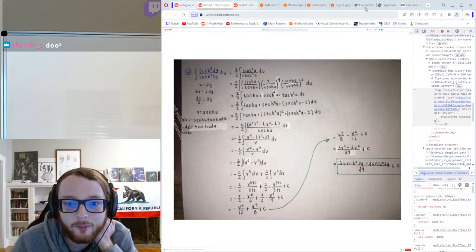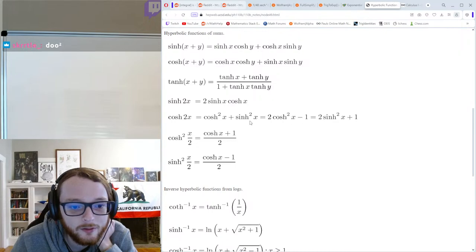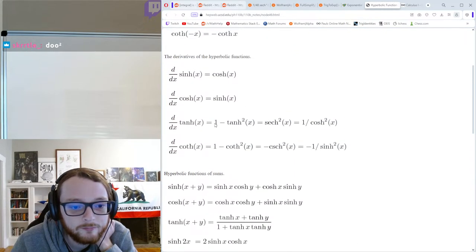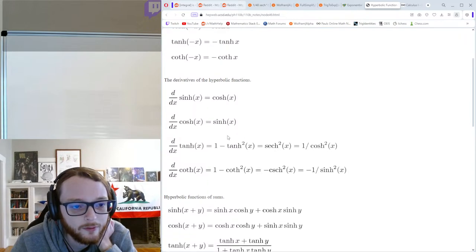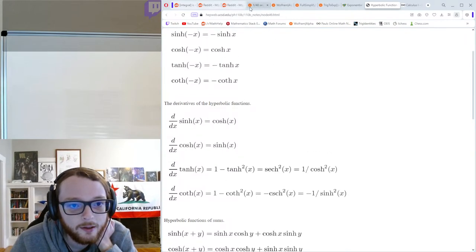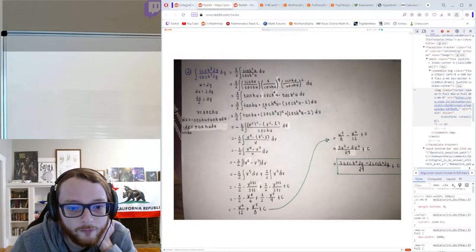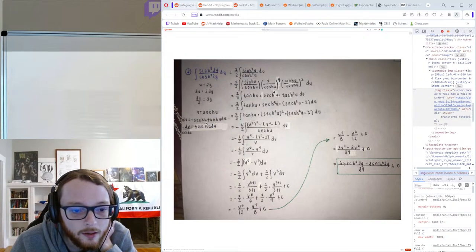So they turn hyperbolic tangent squared into hyperbolic secant squared minus 1, which is true. Oh, this does give the derivatives. Oh, but not for hyperbolic secant for some reason. Okay. So far, so good up to this step, as far as I can tell. Then they do v equals hyperbolic secant u. Divide over the hyperbolic secant. That hyperbolic tangent goes away. You lose a power.